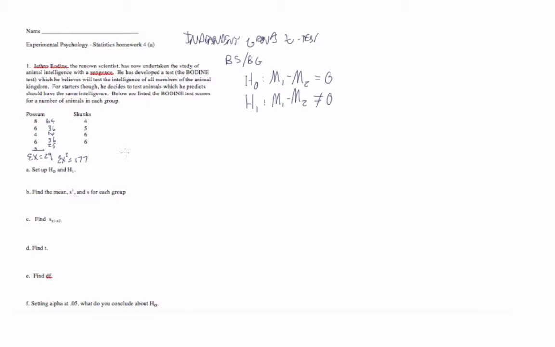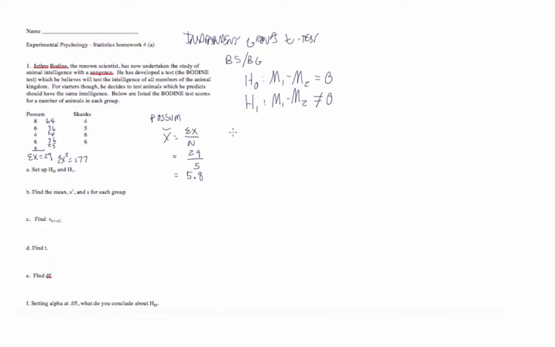So let's get the mean and start with that for the possums. The mean is equal to the sum of the raw scores over n. Sum of the raw scores is 29. And we've got 1, 2, 3, 4, 5 possums in our study. And so the mean is going to be equal to 5.8.